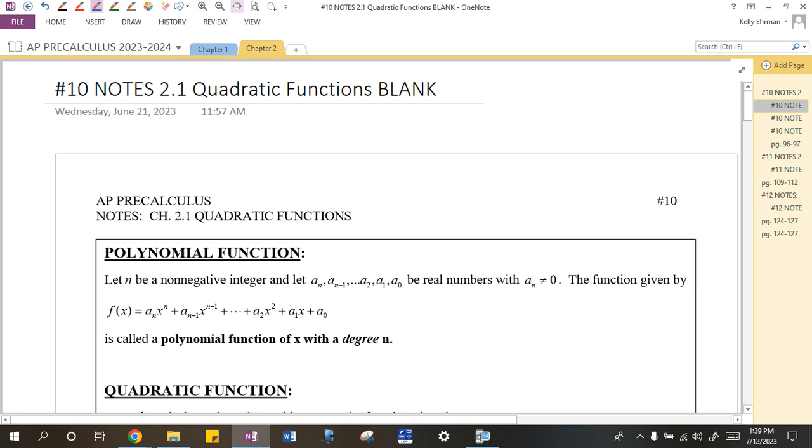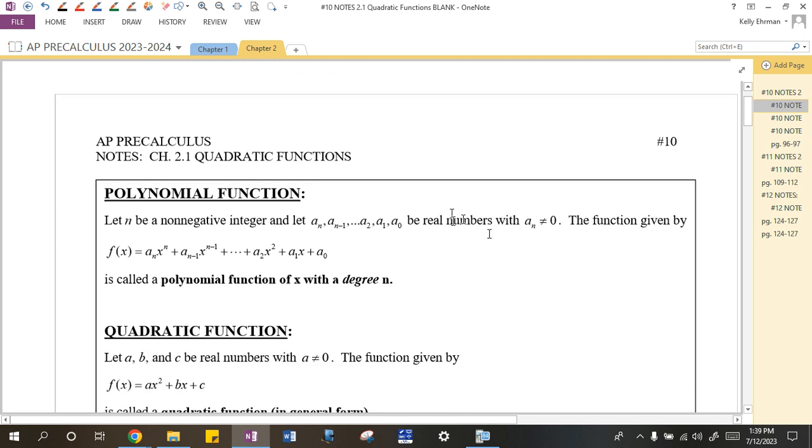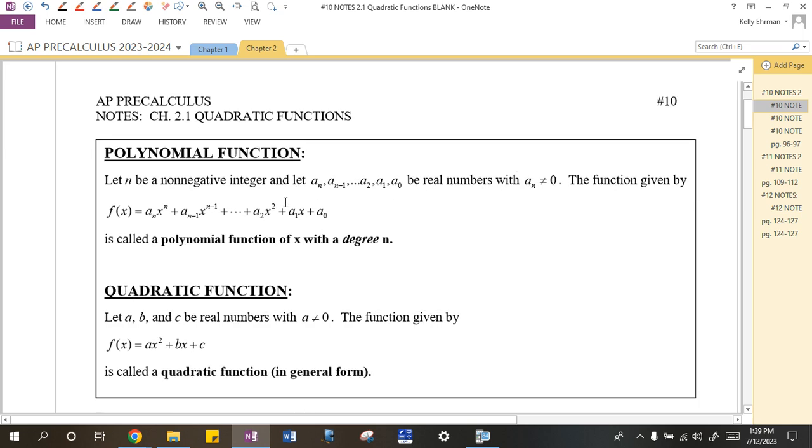All right, we're starting chapter 2 with quadratic functions. But before we get to quadratic functions, I want to talk more generally about the definition of a polynomial function.